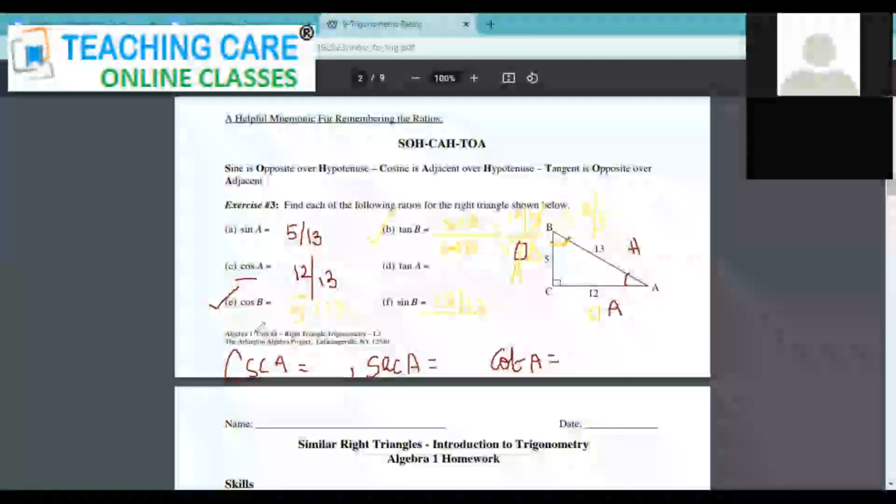It's sine B over cosine of B. So you have to divide this by this. The denominators both get cancelled. You will be left with 12 over 5. Okay, find tangent of A and tell me. Cancel the denominators, give the answer from your numerators. That's all.